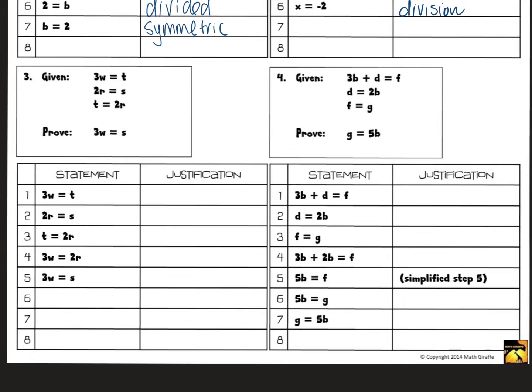Okay, so we have given. So then we use lines 1 and 3 to do a transitive because they're both equal to t. And then we did, you could say, another transitive or a substitution to get 3w is equal to s.